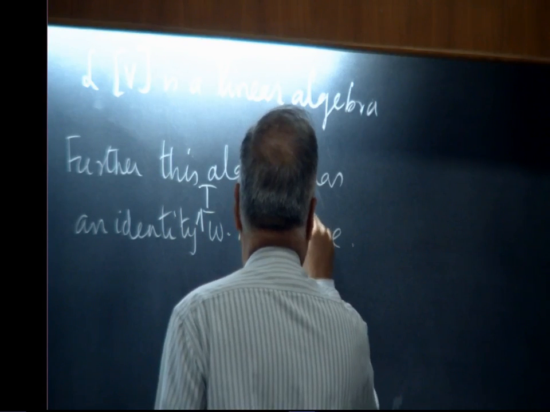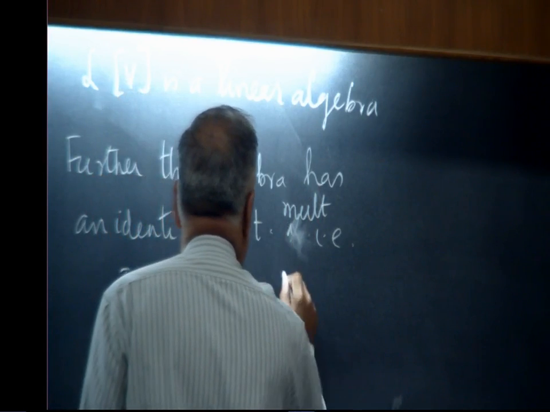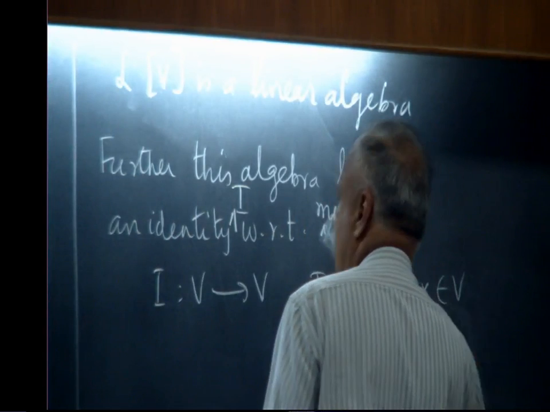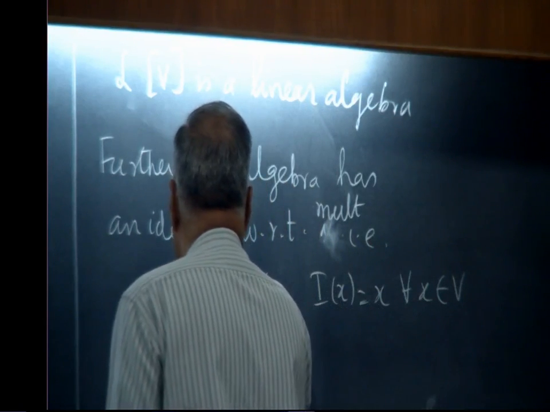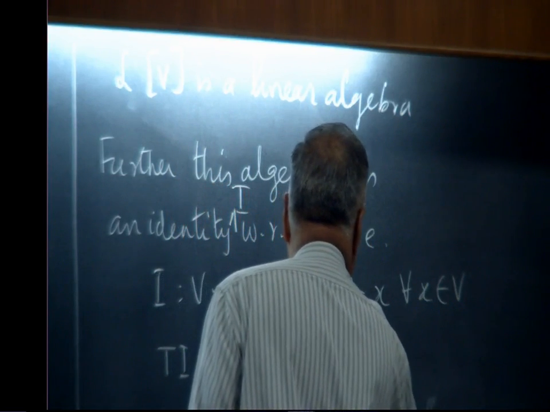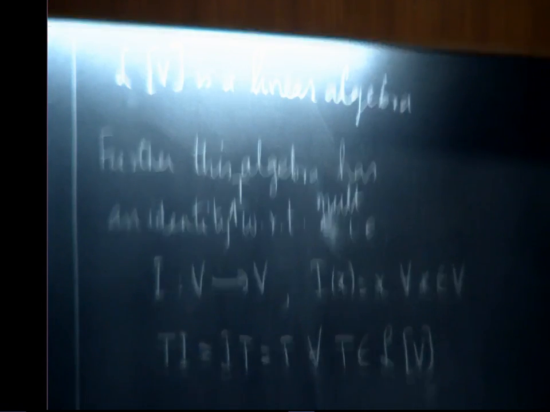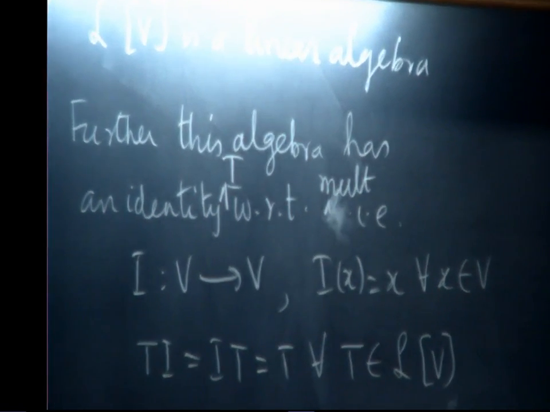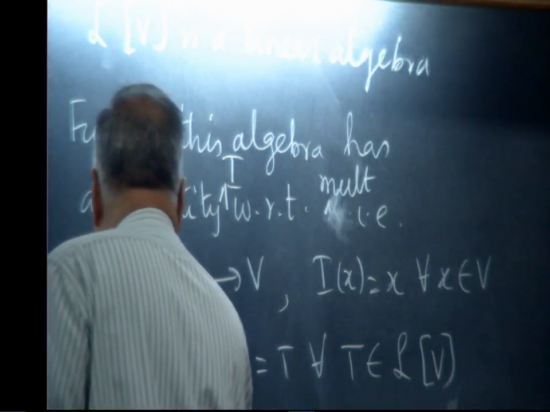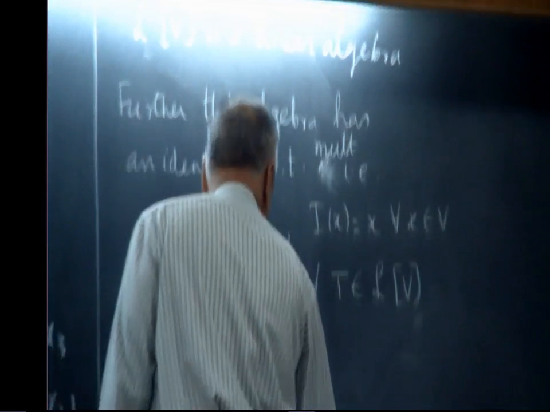Let me put it this way: I maps V to V, Ix equals x for every x in V, and TI equals IT equals T for every T in L. So it acts as the identity with respect to multiplication. So we call it a linear algebra with identity. Therefore, L(V) is a linear algebra with identity.